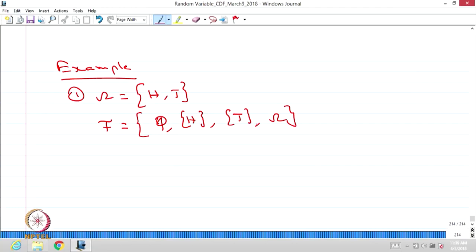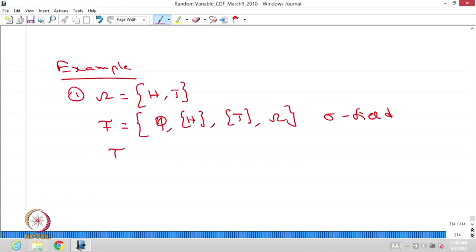Therefore, all three conditions are satisfied by this collection, which is a subset of omega. Therefore, this is a sigma field or sigma algebra. This is not the only sigma field which satisfies the three conditions. We can have one more sigma field, that is the empty set and the whole set.